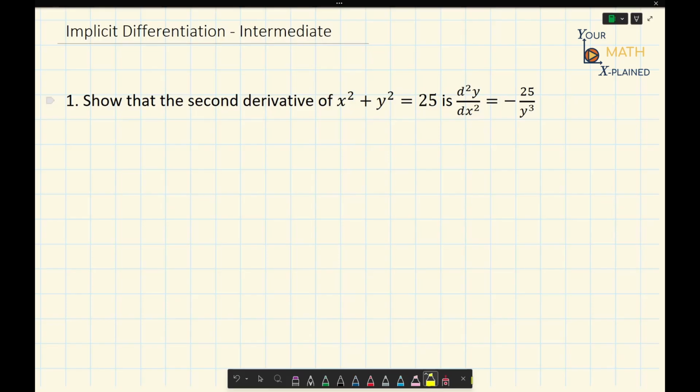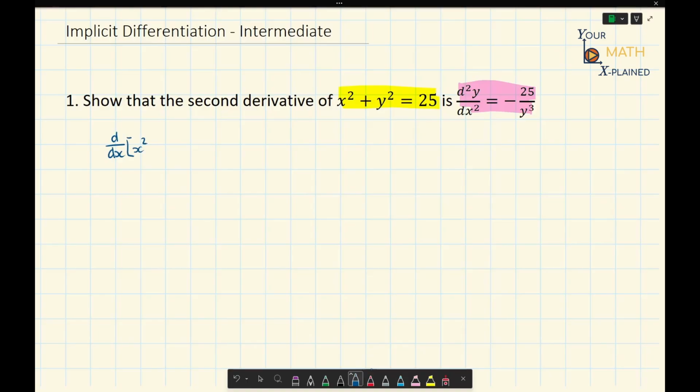For our first example, we want to show that the second derivative of the equation of this circle that we looked at in our last video is negative 25 over y cubed. So of course, in order to find the second derivative, we have to take the first derivative. And we're going to do that through implicit differentiation. So that means we take the derivative with respect to x on both sides of this equation.